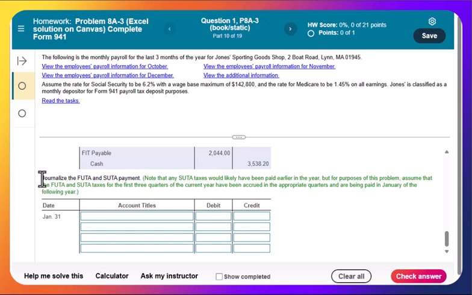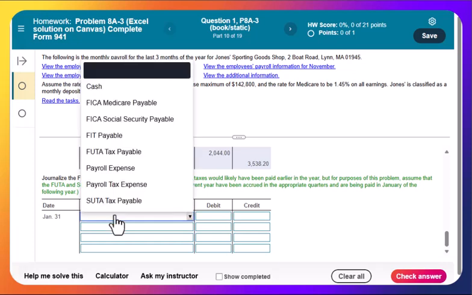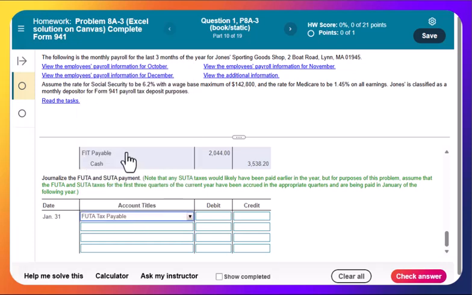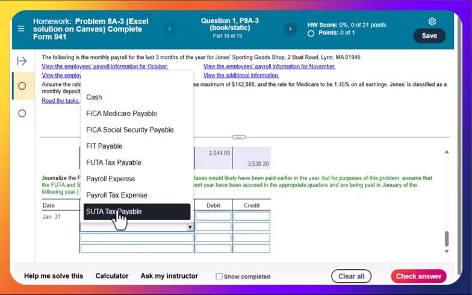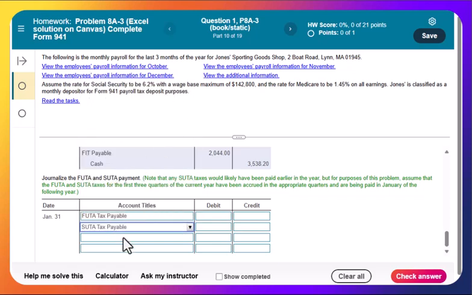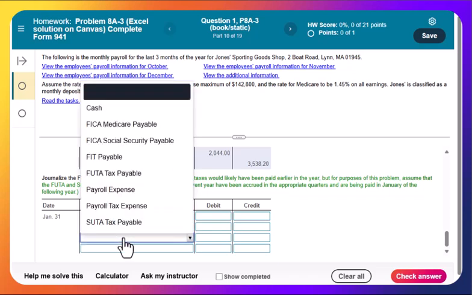All right, now this says journalize the FUTA and SUTA payment. Note that any SUTA taxes would likely have been paid earlier in the year, but for purposes of this problem, assume that the FUTA and SUTA taxes for the first 3 quarters of the current year have been accrued in the appropriate quarters and are being paid in January of the following year. So now in January, we're going to go ahead and we will lower our FUTA payable and our SUTA tax payable. And then we're going to go ahead and balance that and pay them with cash.